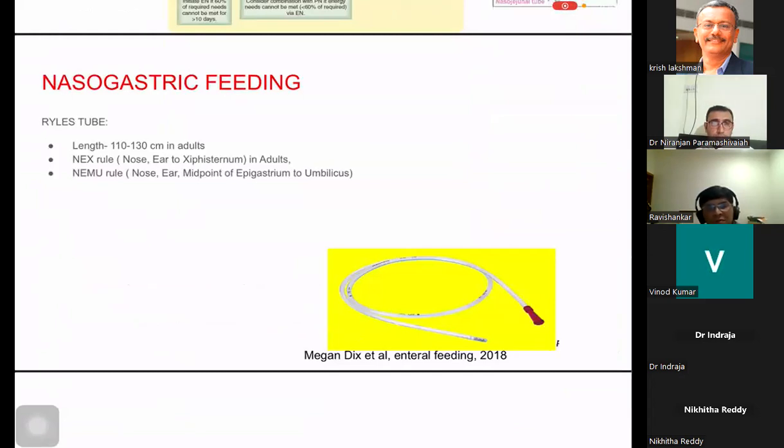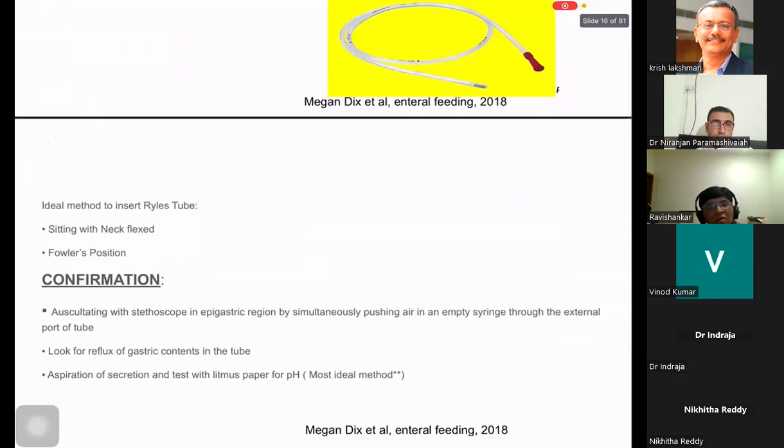this is done by using a Ryle's tube. Basically, the normal length of a tube is around 110 to 130 centimeters, and the appropriate length to which it should be inserted can be defined using the NEX rule or NEMU rule, in which the length is measured from nose to ear and ear to xiphisternum in adults, and in pediatrics, nose to ear and ear to midpoint of epigastrium to umbilicus. An ideal method to insert a Ryle's tube is sitting with a neck flexed position and Fowler's position.